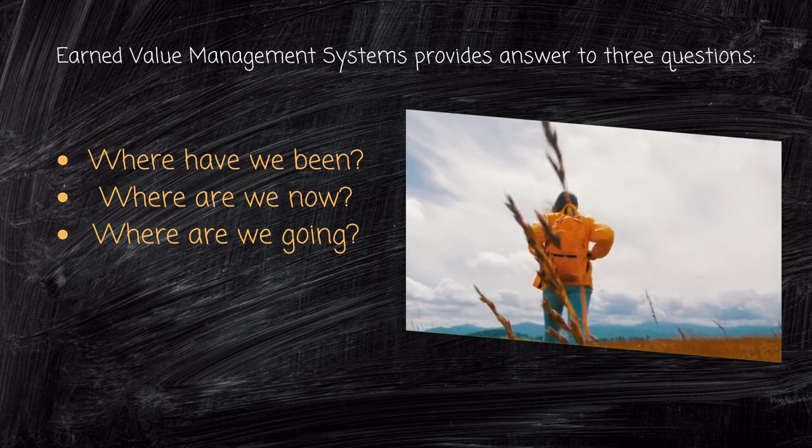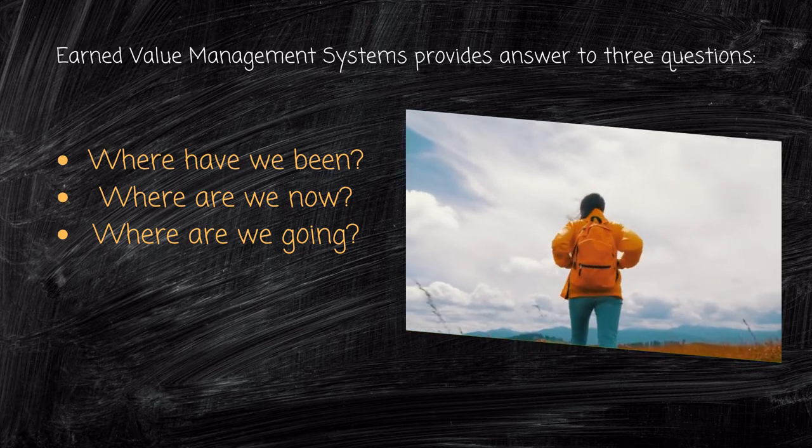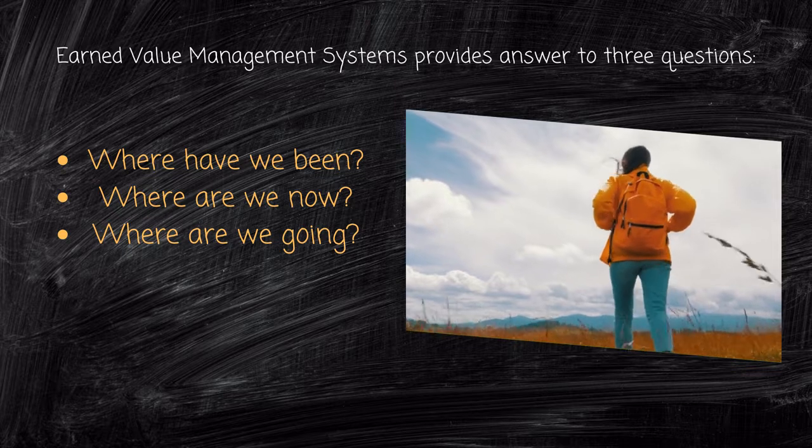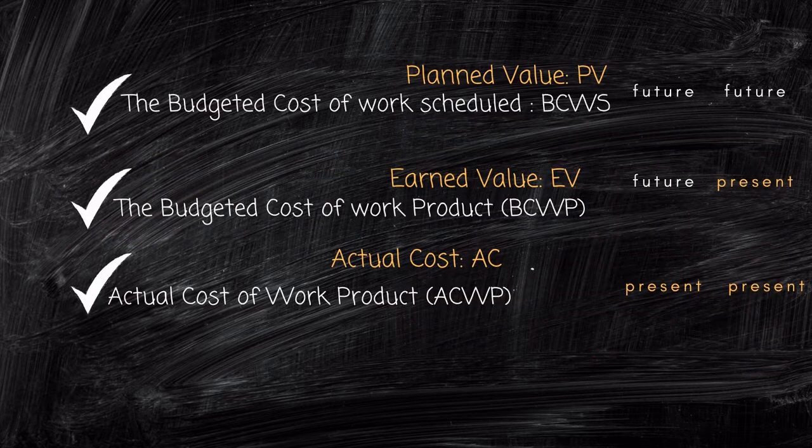The earned value analysis answers effectively the three questions: where have we been, where are we now, and where are we going? We can carry out the earned value analysis in a very effective manner if we are familiar with the three important parameters. They are the planned value, earned value, and the actual cost. The planned value is future oriented, earned value is future and present oriented, whereas the actual cost is present oriented. What we mean by future and present, let's understand step by step.